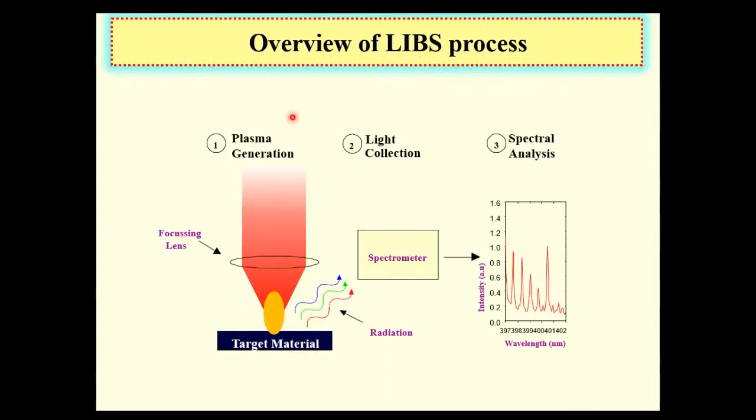Overview of LIBS process. Basically, the LIBS process consists of three separate regimes. One is known as plasma generation, second is known as light collection, and third one is known as spectral analysis. During plasma generation, a highly powerful laser light interacts with a target material after passing through a focusing lens. This focusing lens focuses the laser light onto a small area of the target material. As a result, plasma is generated in the form of a plume. As the plasma recombines, this plasma emits radiations, and these radiations are collected by a spectrometer. This is a device which absorbs radiations and converts these radiations into electrical signal. So finally we get a spectrum, and we analyze this whole spectrum, and this spectrum tells us the information of this target material.